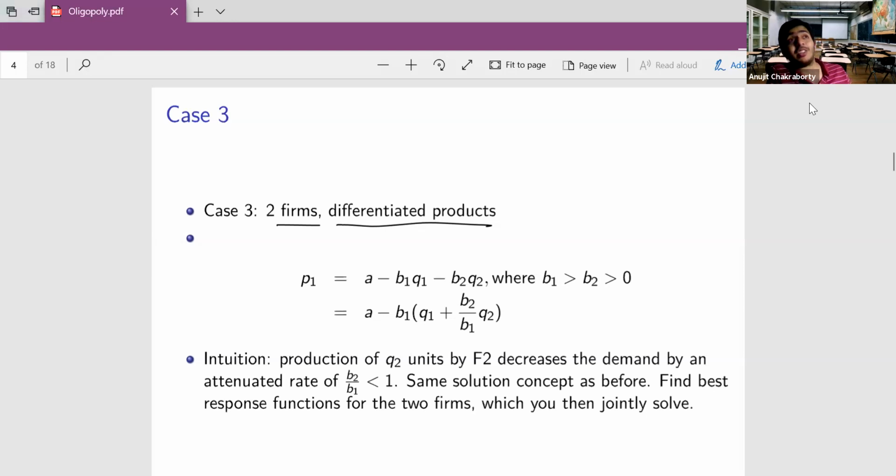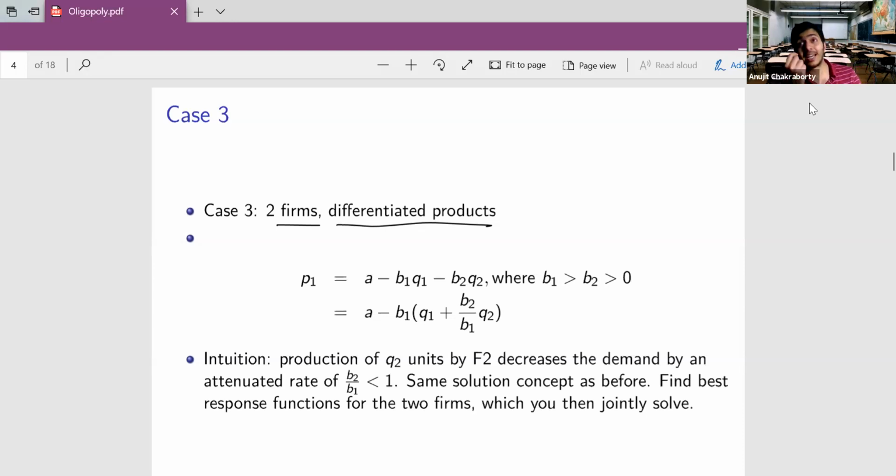Clearly, the difference between them is small enough that if one of the firms produces too much or too little, that's going to affect the demand of the other firm. So clearly, there is some connection between these two products. If one of the firms produces a lot of Pepsi and floods the market, that's going to affect the demand of Coke. But they're not exactly the same thing.